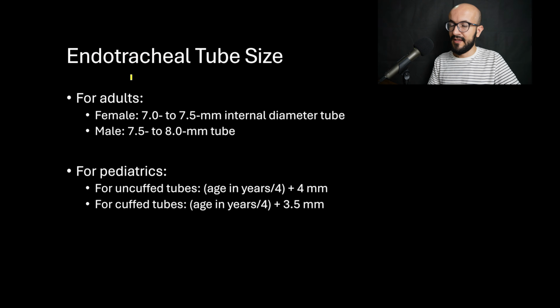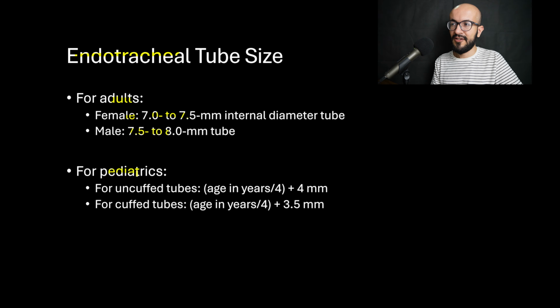Now regarding the endotracheal tube size, for adults, for females, it's 7 to 7.5 millimeters of diameter, and in males it's 7.5 to 8 millimeters.